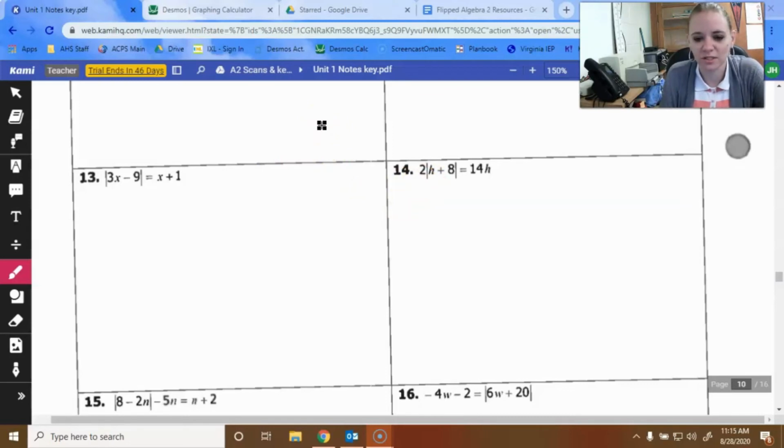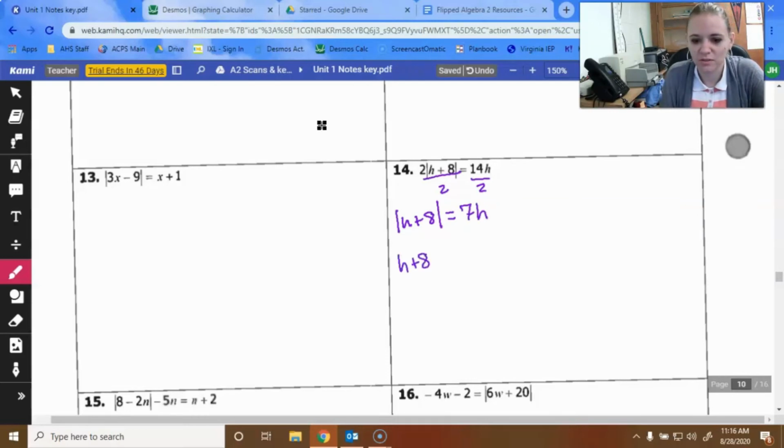So we're going to first isolate the absolute value. Divide by 2. h plus 8 is equal to 7h. Alright, now we're going to do our two cases. h plus 8 is equal to positive 7h. And then h plus 8 is equal to negative 7h. Right. Move the h because we want to combine like terms.